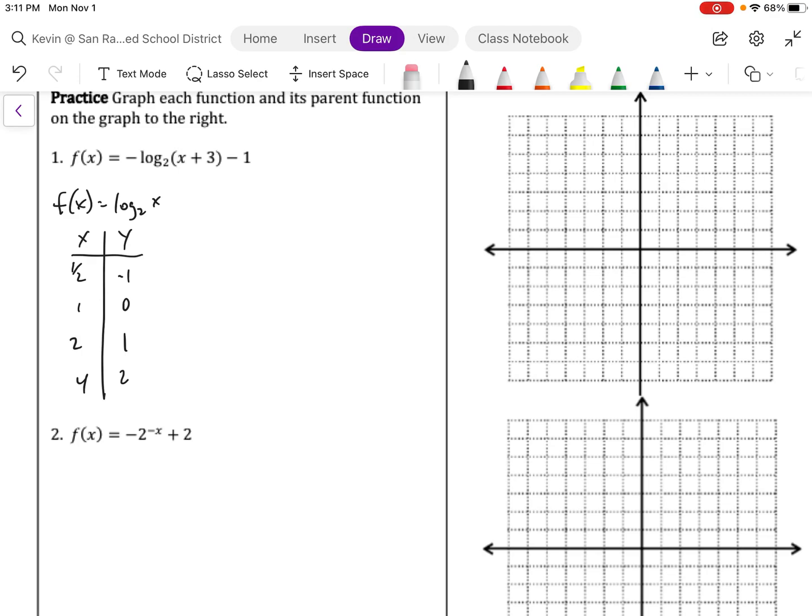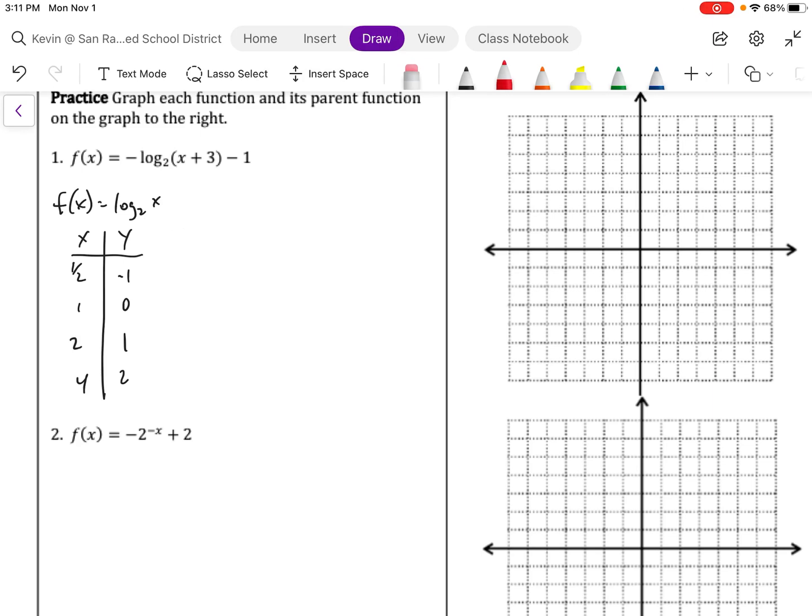Because basically we say, okay, 2 to the -1 power equals 1/2. 2 to the 0 power equals 1. 2 to the first power is 2, and 2 squared equals 4. All right, so those are our values.